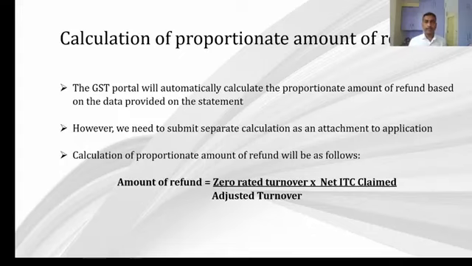The amount of refund is equal to zero rated turnover, as I told you in the earlier slide, ZT, divided by AT, that is adjusted turnover, multiplied by net ITC claimed. Whatever ITC we have claimed during that relevant period is going to be the basis of the refund amount which we are going to get.